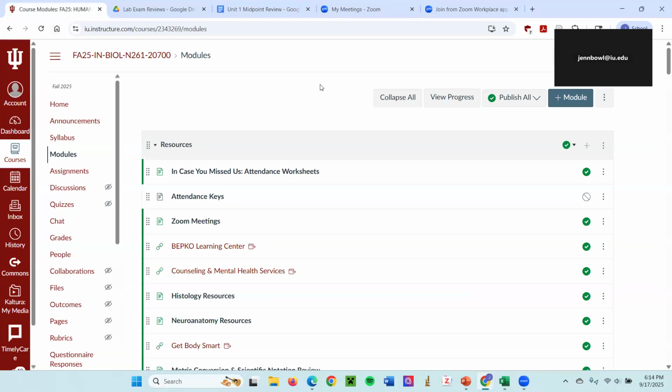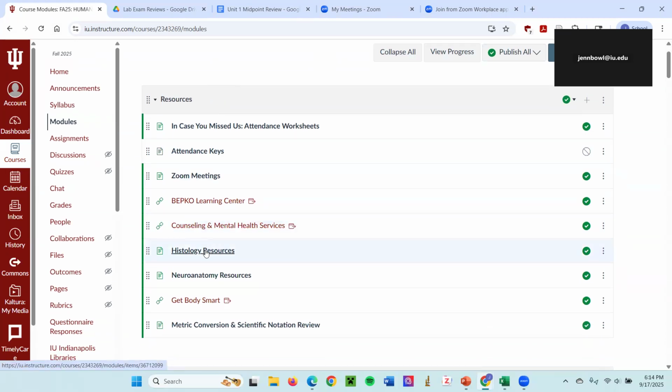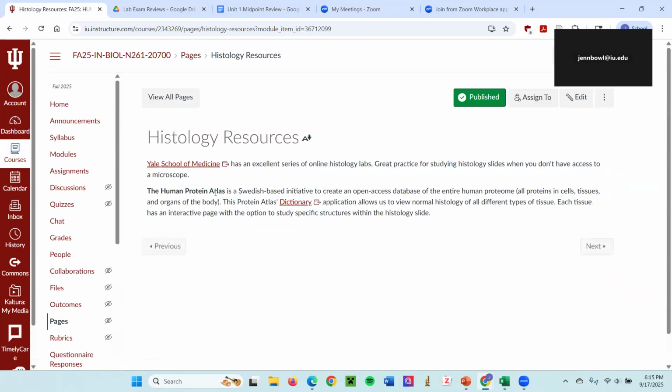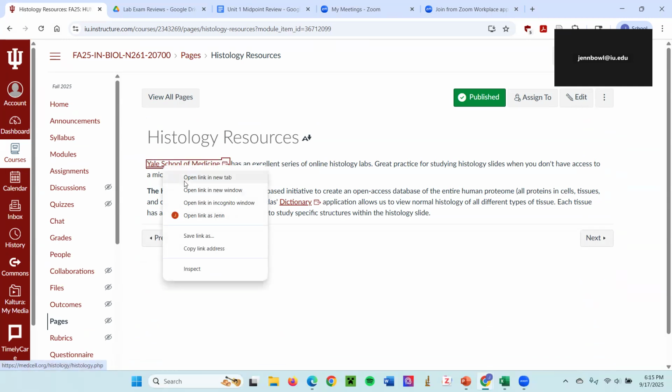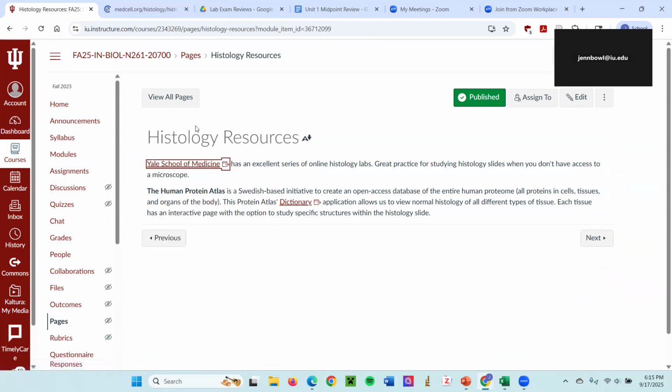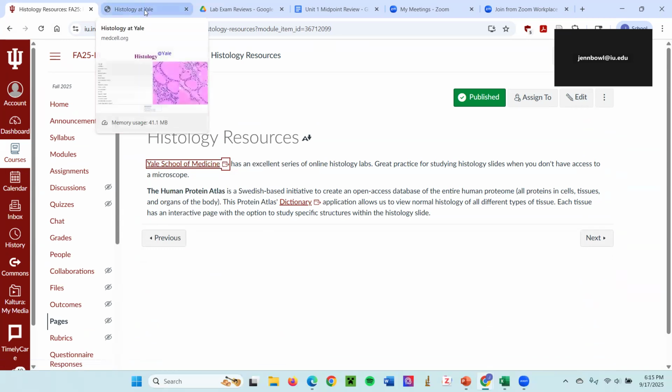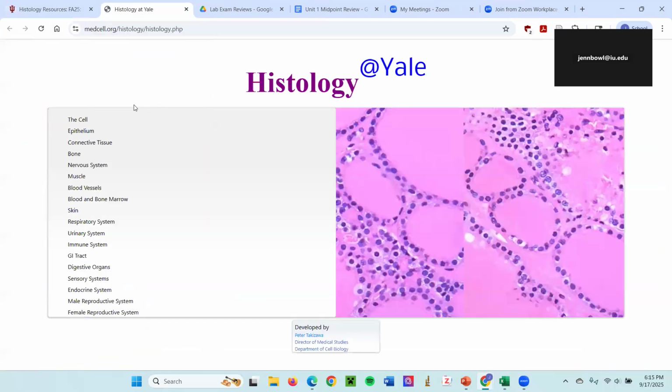So first off, you should know where your resources are by now. Everything is going to be in this resources module. And today I'm going to draw heavily from histology resources. And this is where we have our 2 resources, the Yale School of Medicine and then the Protein Atlas Dictionary. Today, I'm going to mainly use the Yale School of Medicine, and I think this is your strongest resource when you're trying to study from a microscope outside of class.